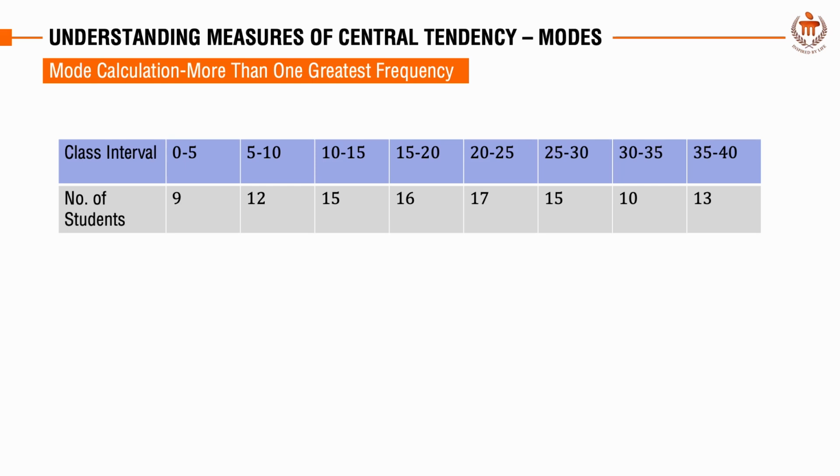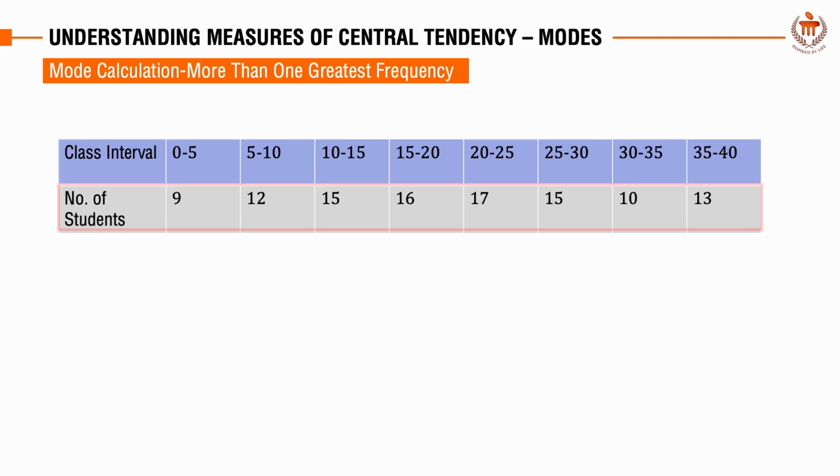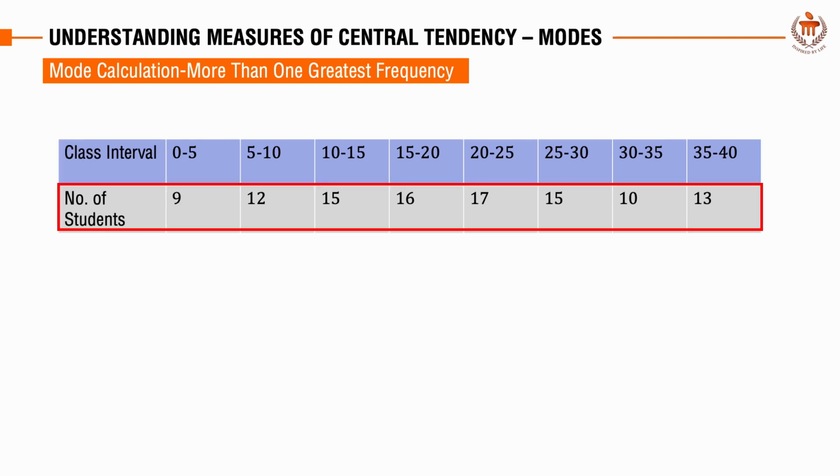What you can see on your screen is this class interval. The class intervals are 0 to 5, 5 to 10, 10 to 15, 15 to 20, 20 to 25, 25 to 30, 30 to 35, 35 to 40. And the number of students given to you are 9, 12, 15, 16, 17, 15, 10, 13.